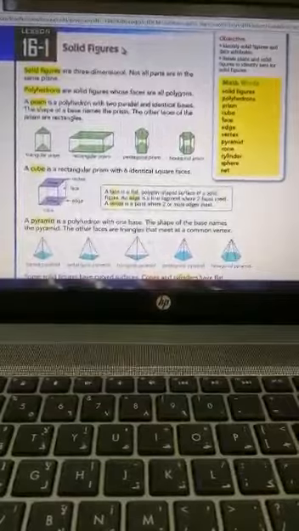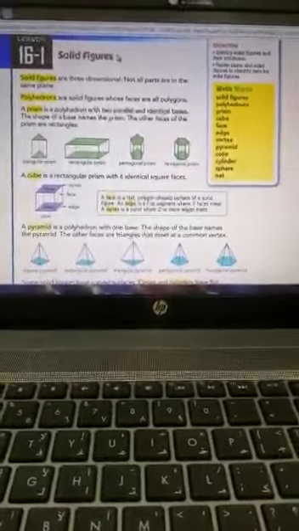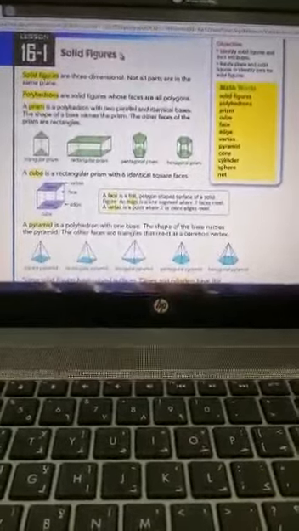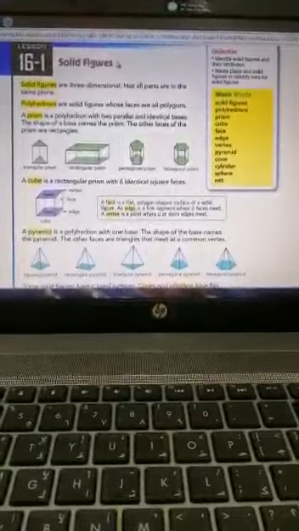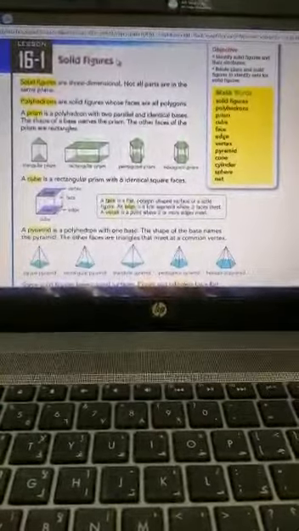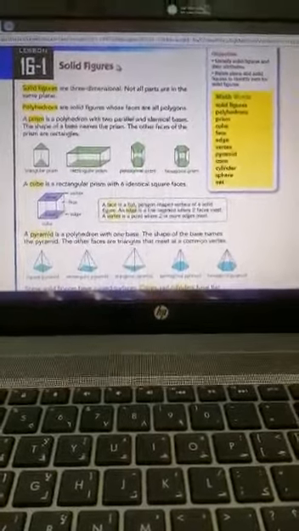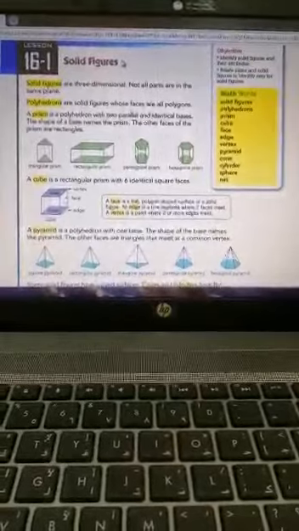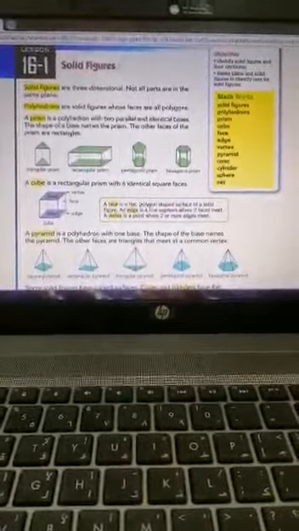If we have 3 sides, we name it a triangle. If we have 5 sides, we name it a pentagon. If we have 6 sides, we name it a hexagon, okay? And it's two-dimensional, okay, just two-dimensional. Now in today's lesson we have solid figures.